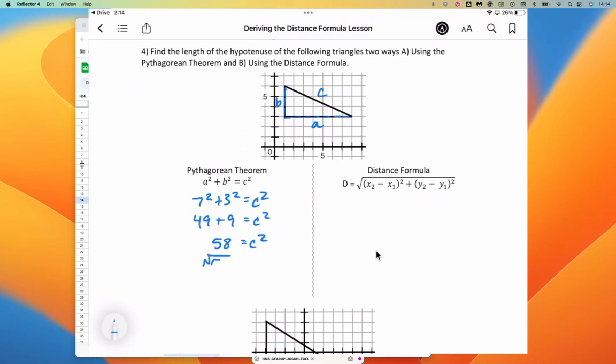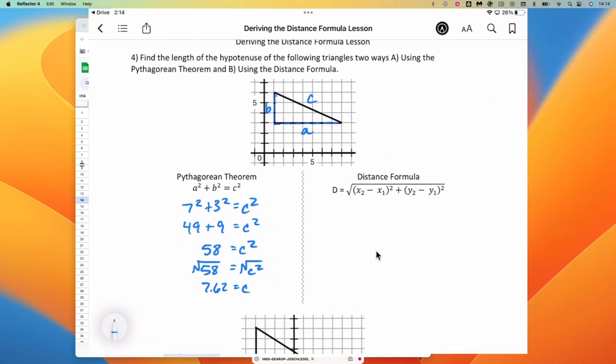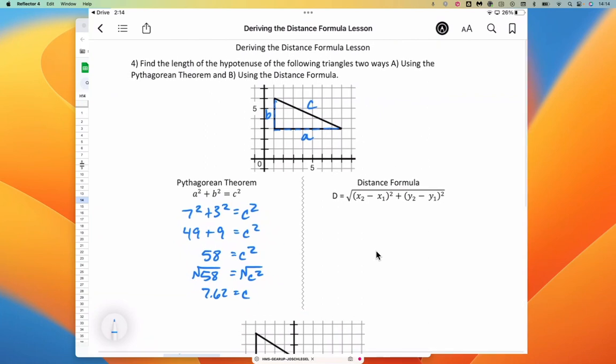Square root of 58, square root of C squared. Square root of 58 is 7.62, which is equal to C. Now the distance formula over there, the way that we've seen the distance formula so far, looked like this.